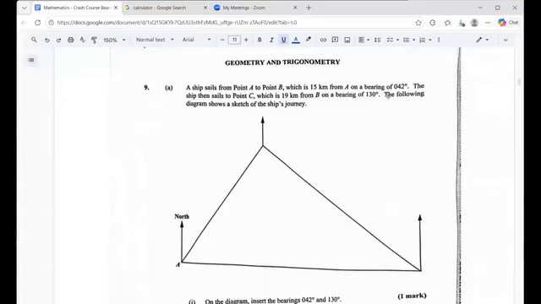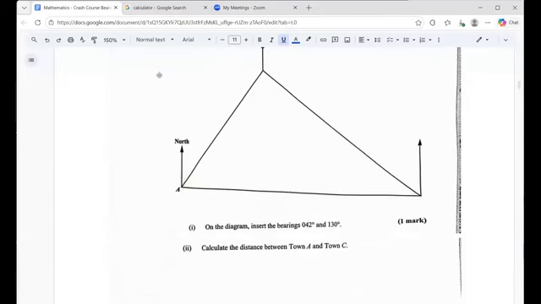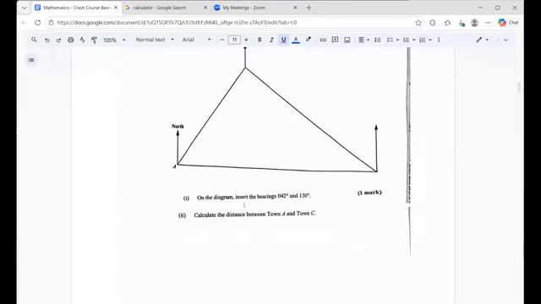From point A to B, which is 15 kilometers from A on a bearing of 042 degrees. The ship then sails to point C, which is 19 kilometers from B on a bearing of 130 degrees. The following diagram shows a sketch of the ship's journey. Okay, so they have a sketch of the ship's journey.